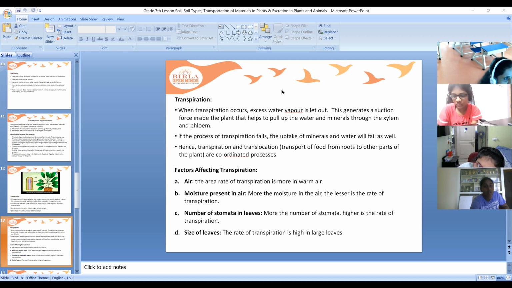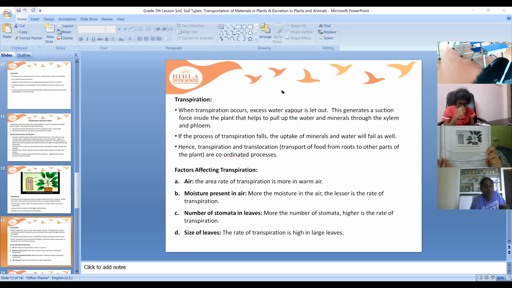Please underline this, children. Underline this in your course book. It's on page number 15 and 16, page number 16. It's really important. You can just underline it.